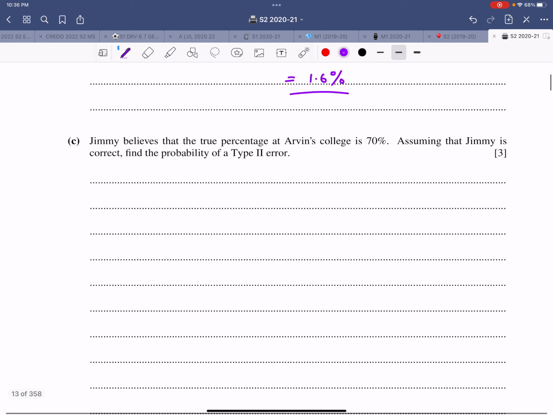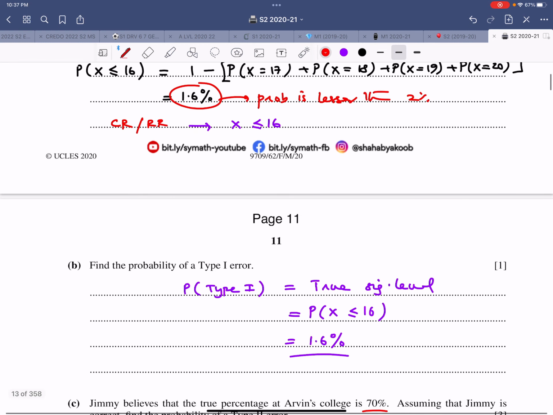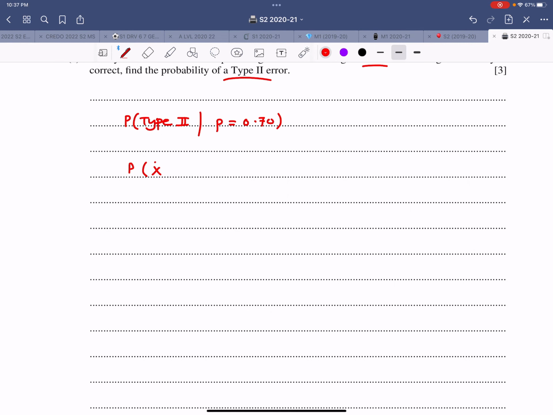Now it says Jimmy believes that the true percentage at Arvind's college is 70%. Find the probability of type 2 error. So the probability of type 2 error, given that the true probability of success is 70%, is simply flipping the rejection region. So that is x greater than or equal to 17. So that is 4 calculations. So let me write it: that is 17 and then 18 and then 19 and then 20. You have to do the calculation for all these 4.